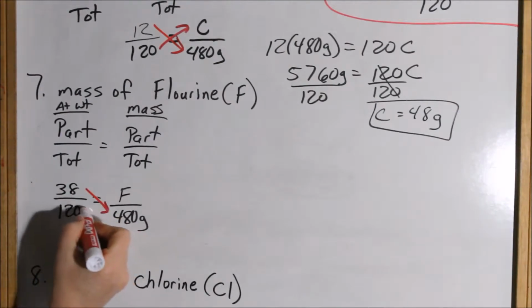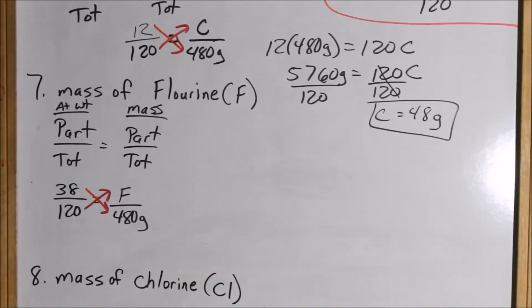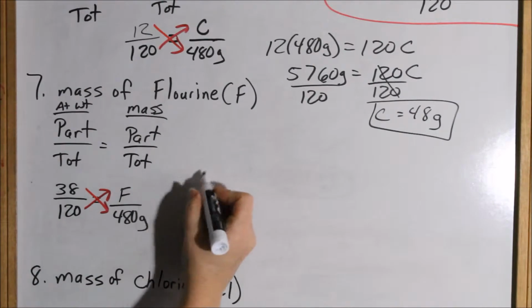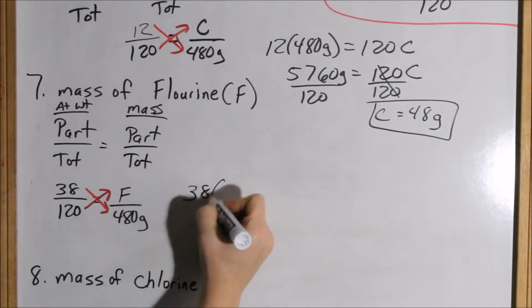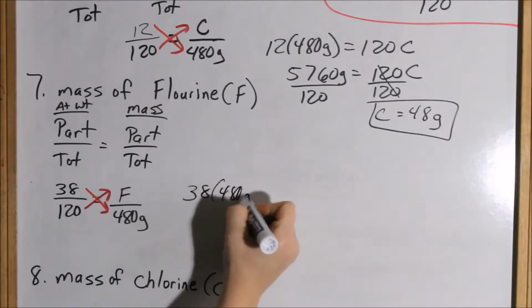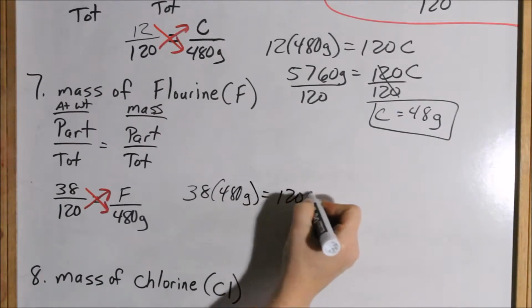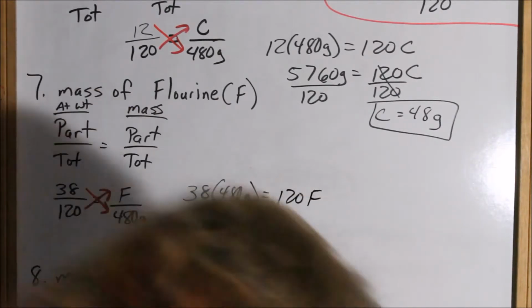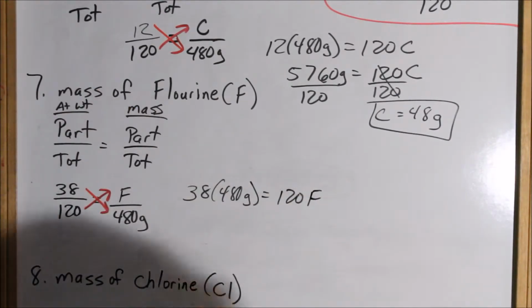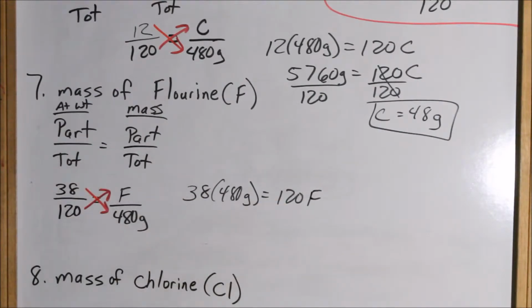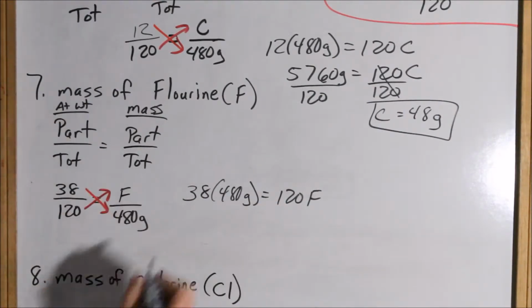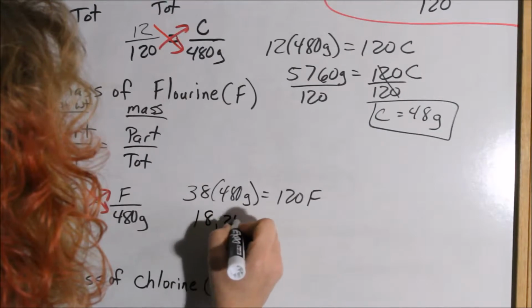So now we can cross multiply. So when we cross multiply, we have 38 times 480 grams equals 120 F. So 38 times 480 is 8,240.